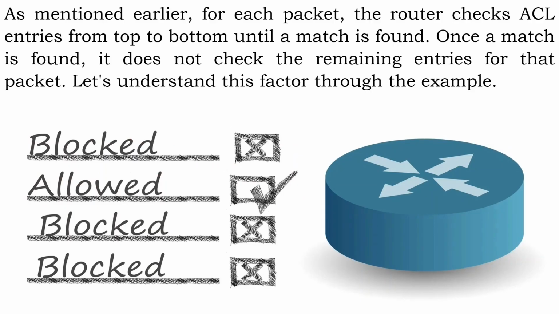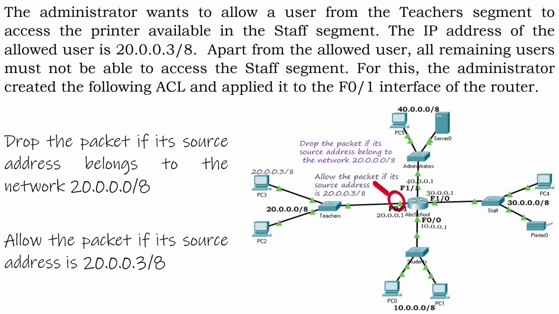As mentioned earlier, for each packet, the router checks ACL entries from top to bottom until a match is found. Once a match is found, it does not check the remaining entries for that packet. Let's understand this factor through the example. The administrator wants to allow a user from the teacher's segment to access the printer available in the staff segment. The IP address of the allowed user is 20.0.0.3/8. Apart from the allowed user, all remaining users must not be able to access the staff segment.